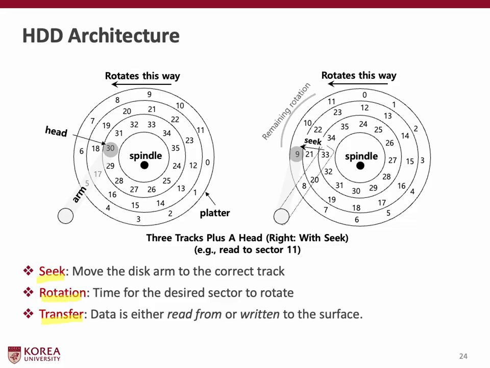For example, let's see this figure. To read the sector 11, the arm of the disk should be moved to this track, and then this platter should be rotated until the sector 11 is placed under the read-write head. And then the read-write head can read some data from the sector 11. So this is the basic behavior of a hard disk drive.